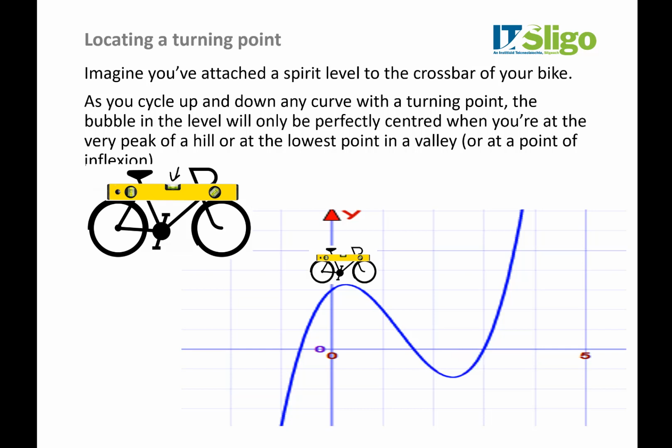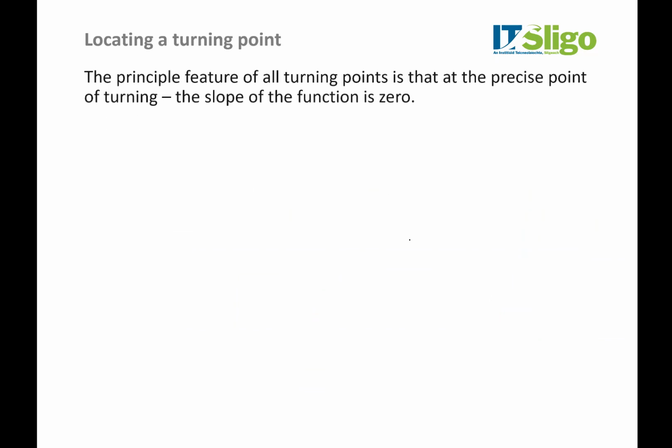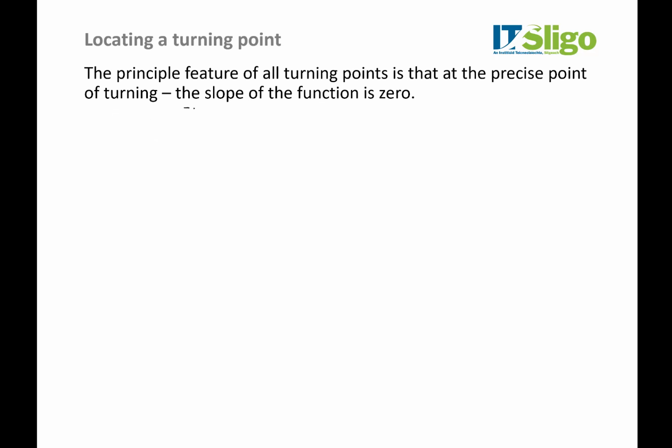We're looking for this idea of where is the slope equal to 0. And we're trying to center the bubble. At what moment is the bubble exactly in the center of the spirit level? And at that point, where the slope is 0, that's where our turning point lives. So this is the mathematical basis of what we're going to be doing. We're trying to find where the slope of the function is 0.